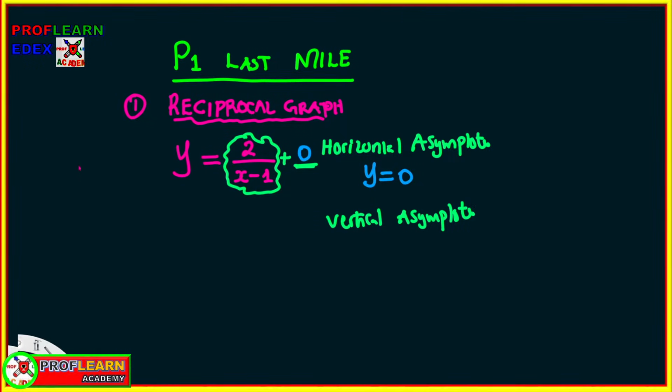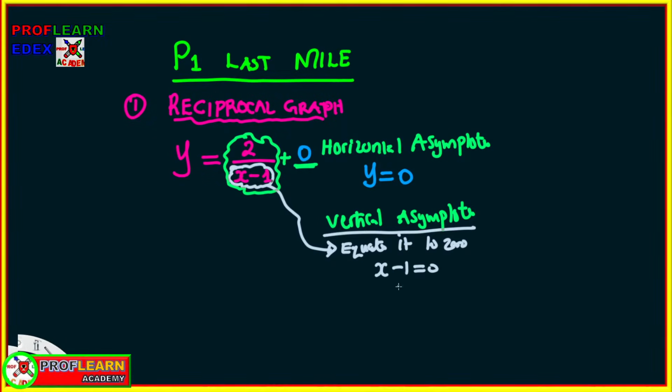But if we are finding the vertical asymptote, this is the part that gives us the vertical asymptote. So you take this part and equate it to 0. Once you have equated this to 0, that becomes x minus 1 is equal to 0. So x is equal to 1 is our vertical asymptote. Our vertical asymptote is x is equal to 1.